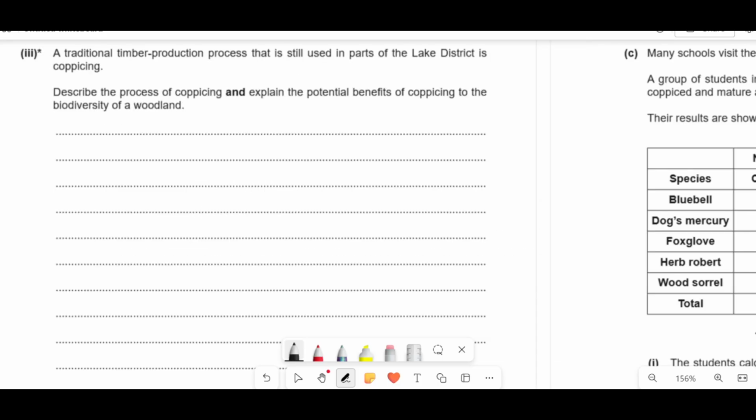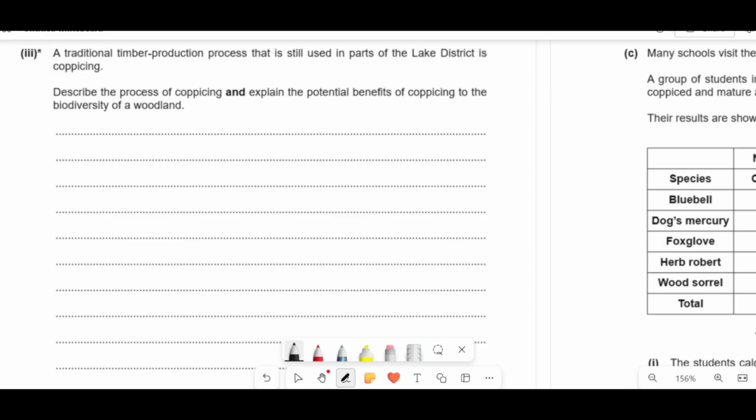A traditional timber production process that's still used in parts of the Lake District is coppicing. Describe the process of coppicing and explain the potential benefits of coppicing to the biodiversity of a woodland. So coppicing is where you're cutting a tree trunk close to the ground, and from that cut surface shoots start to grow and mature, and eventually they're cut, and then you get more and more. Those shoots are quite useful because you can use them in other bits and bobs. Usually those shoots grow for about 7 to 20-ish years, and then you get a coppice that's ready to harvest again.